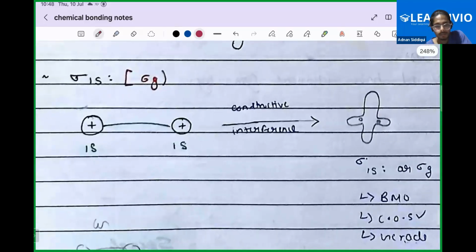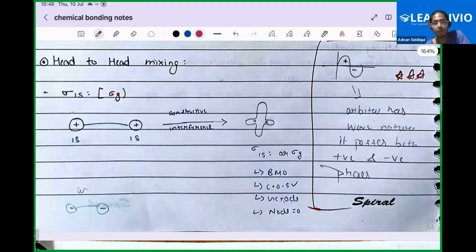This is your 1s orbital, and the other one is also a 1s orbital. What is common here? They both have a plus sign, right? If you are merging two atomic orbitals of the same type, basically 1s and 1s, why is it a plus sign? I will tell you, just give me a few minutes.